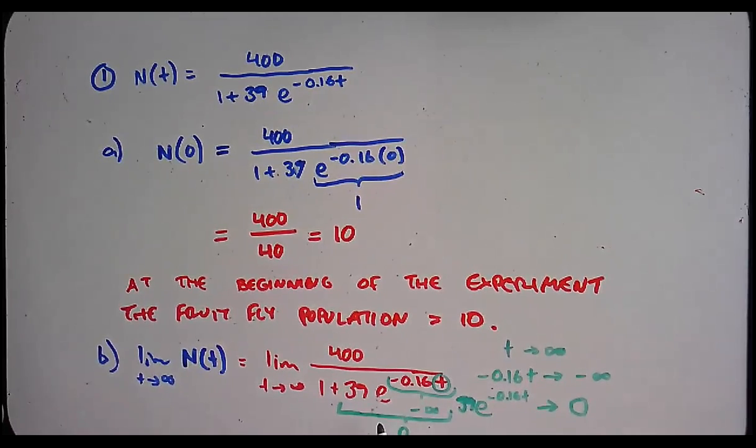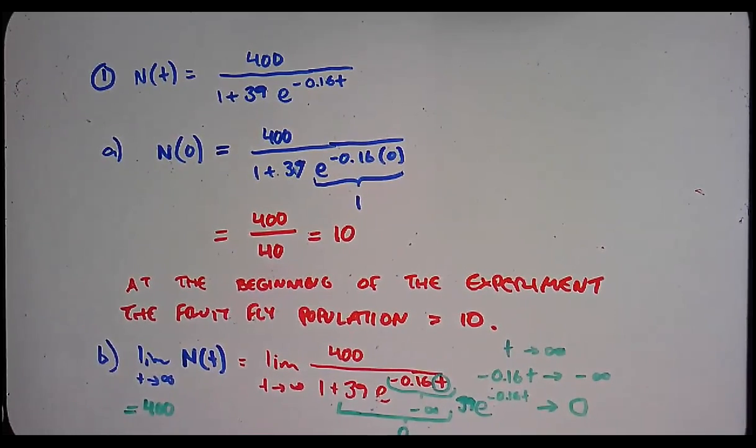And now we're almost done because we can see what's left in the denominator is 1. So we have 1 plus something that's approaching 0. Well, the limit of the denominator then would just be 1. And the numerator is 400. So the overall function, its limit would be 400 over 1, or just 400. So there we've evaluated the limit.